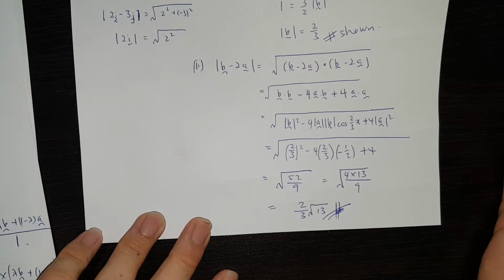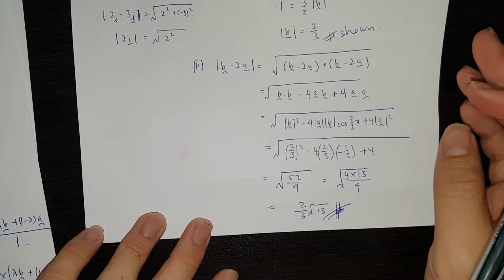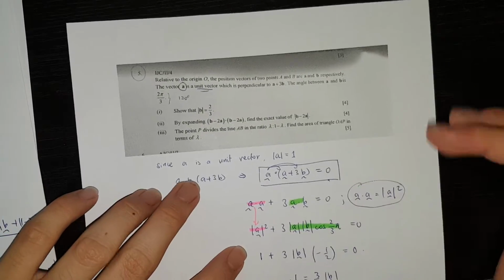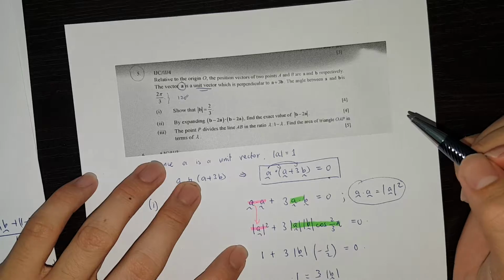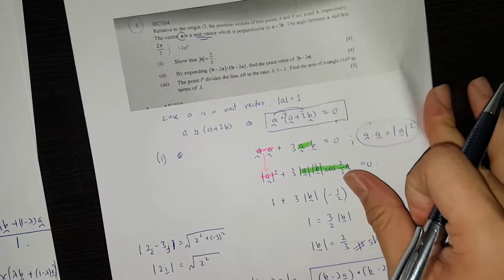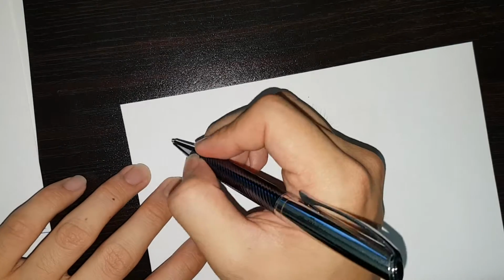Okay, this is the answer for the second part. Now let's look at the third part. The point P divides AB in the ratio given. Find the area of triangle AOP. I'll just do it behind the paper. So let's look at the third part.